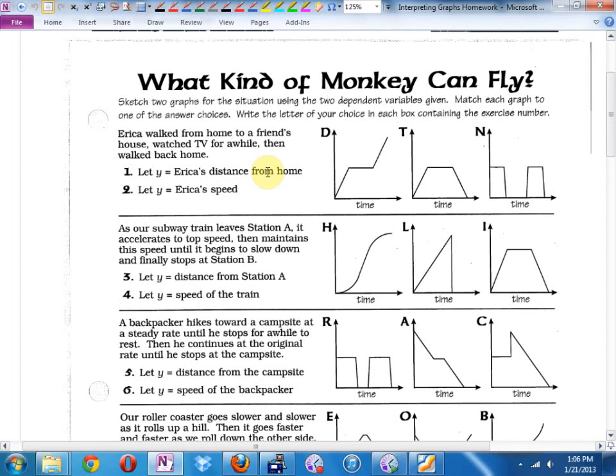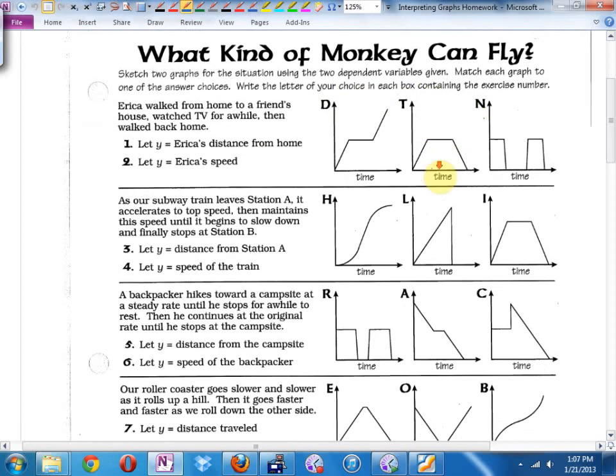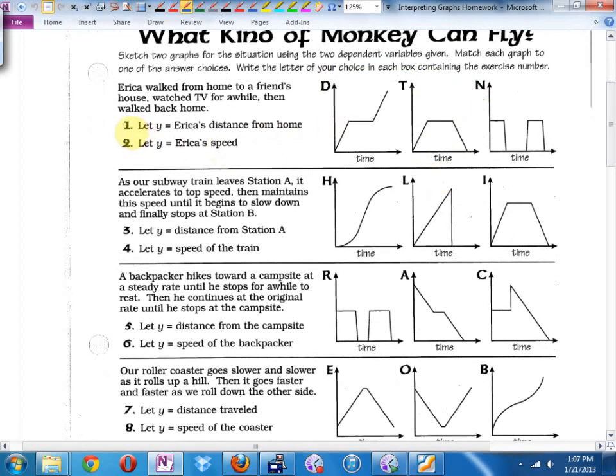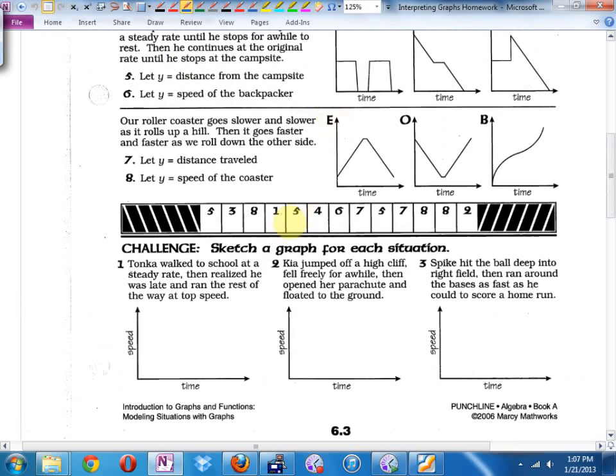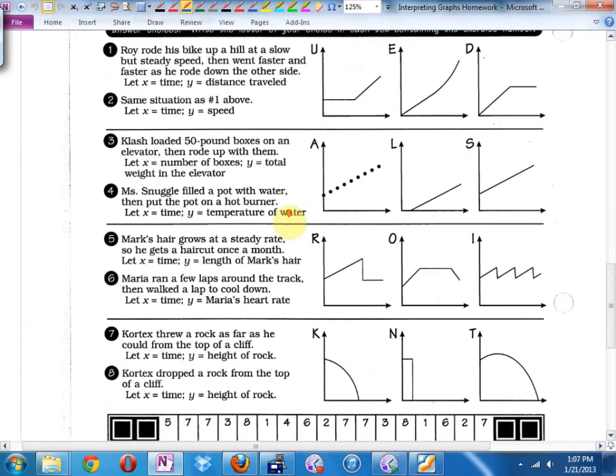So, does that make sense? Yeah? Okay. Oh, and then write the letter of your choice in each box containing the exercise number. So if you think, for example, the answer to number 1 is graph D, you'll put a D in the number 1 right there. There's a couple of challenges on the back page.